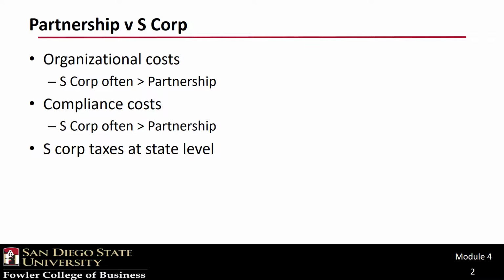First, S-corps typically have higher organizational costs and higher compliance costs. State fees, filing fees, setup fees, many times these are more expensive for an S-corp than a partnership. In addition, a few states have an S-corp tax that does in fact tax income at the S-corp level.